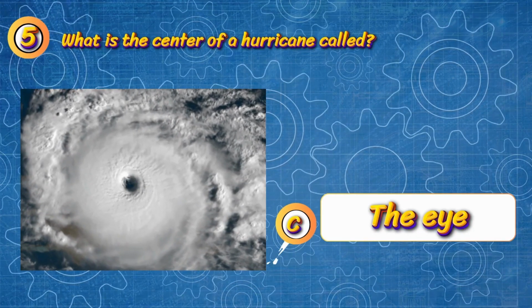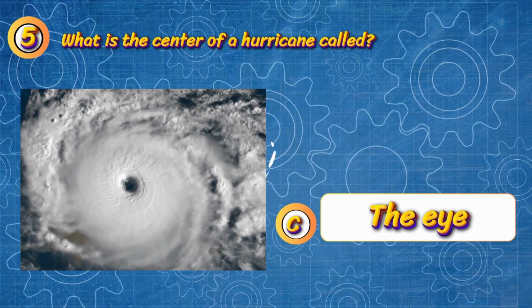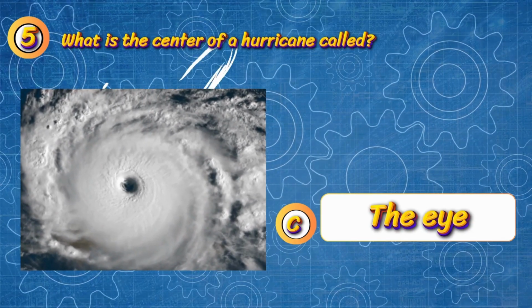C. The eye is the calm, clear center of a hurricane, surrounded by the violent eye wall.